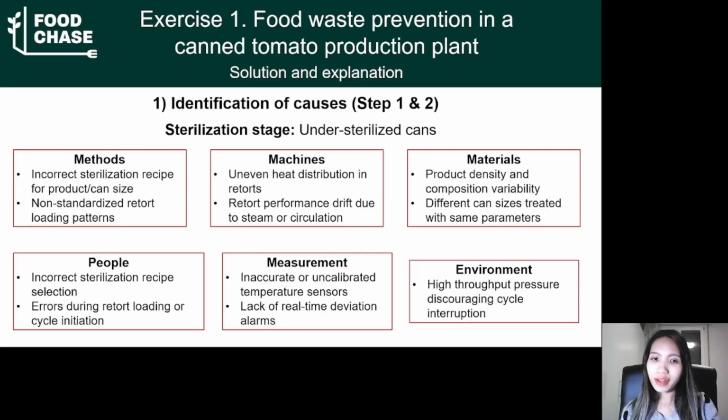The measurement category includes inaccurate or uncalibrated temperature sensors, or lack of real-time deviation alarms. And finally, environmental factors include high throughput pressure, which discourages cycle interruption. For example, maybe the employee had noticed something is wrong, but the processing speed is very high and they don't want to stop it.